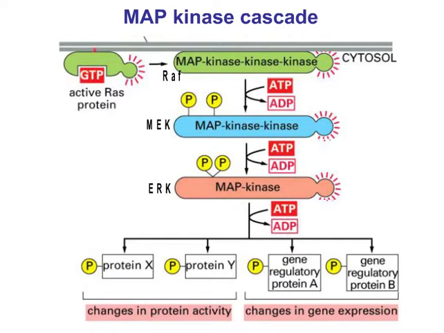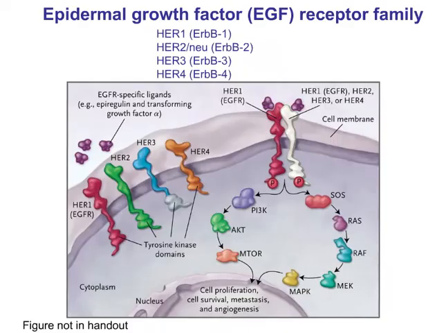The MAP kinase signaling cascade is a classic example of signal amplification. For example, if each molecule of RAF is capable of phosphorylating and activating 10 MEK molecules, and each MEK molecule is capable of phosphorylating and activating 10 ERK molecules, you have an amplification of over 100-fold from a single activated Ras.